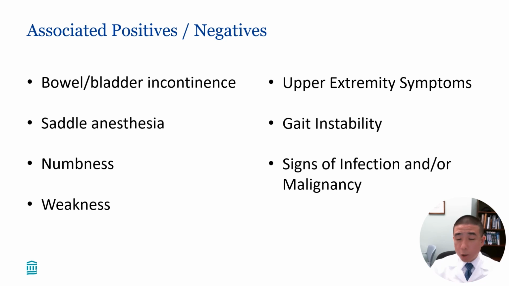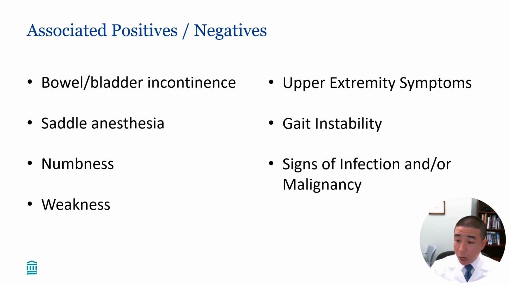You also want to understand any associated positives and negatives. Is there any hint of cauda equina syndrome? So you have to ask about that: bowel and bladder incontinence, saddle anesthesia. You want to understand any associated numbness, any associated weakness, and how that has evolved over time.